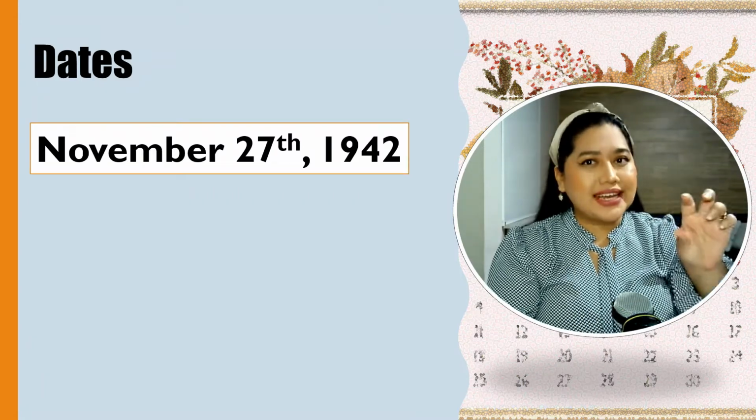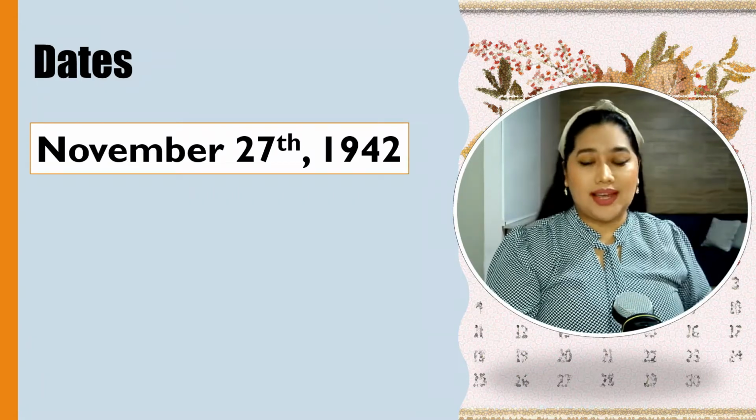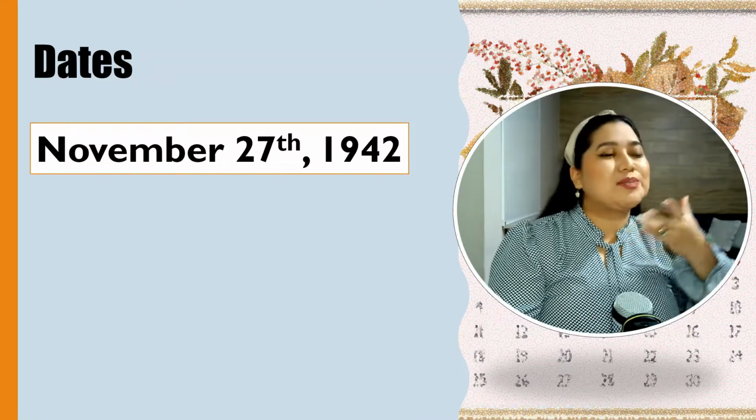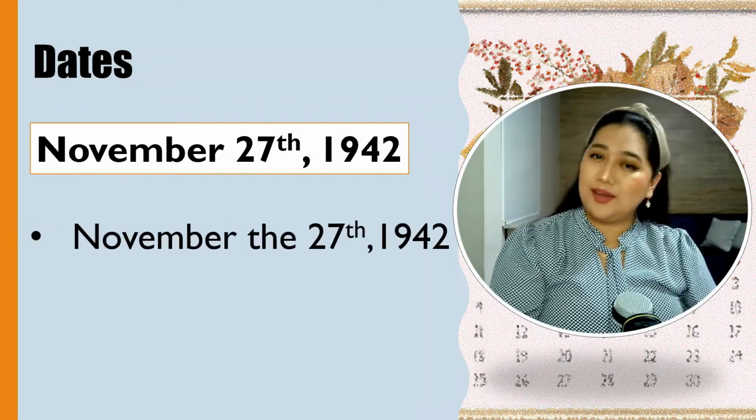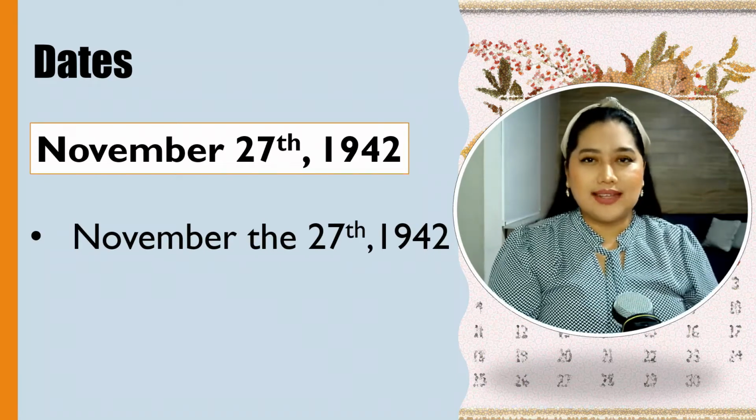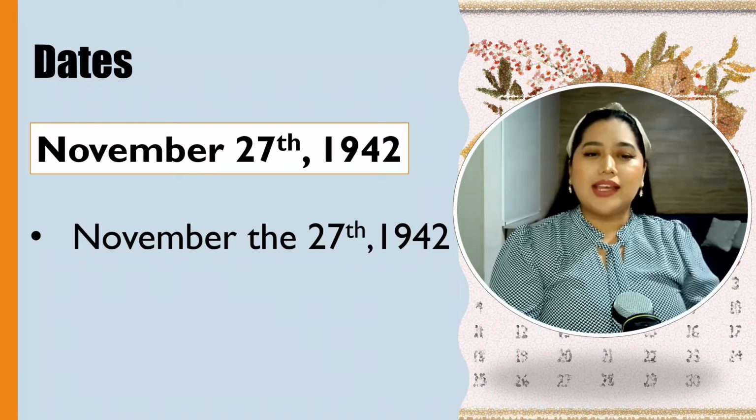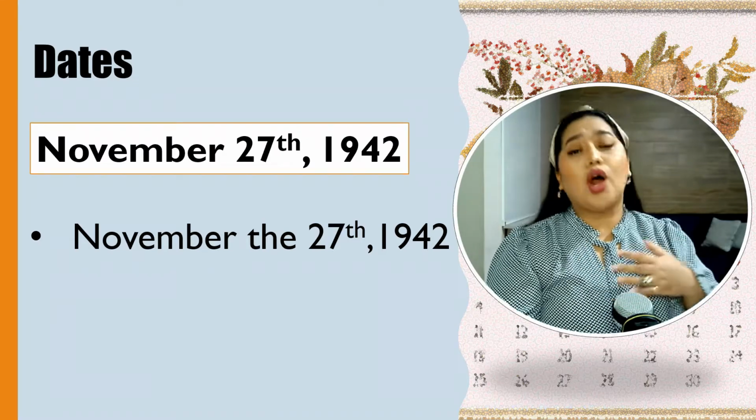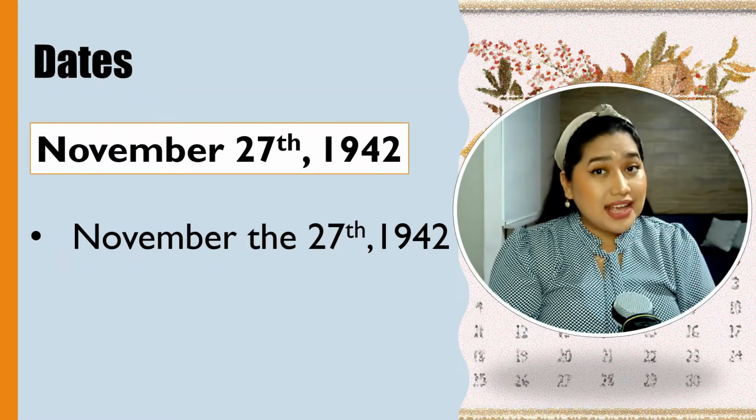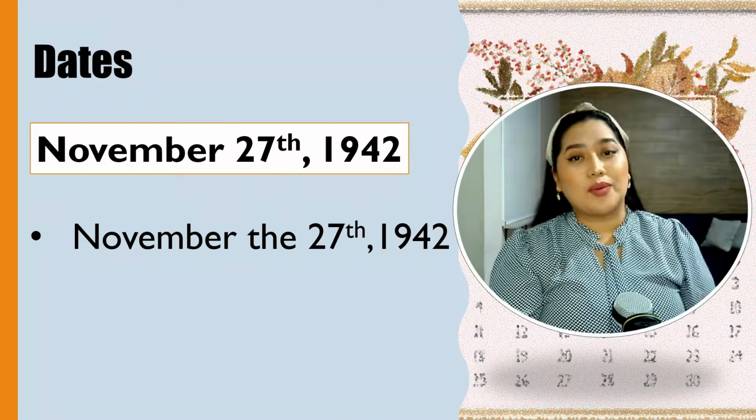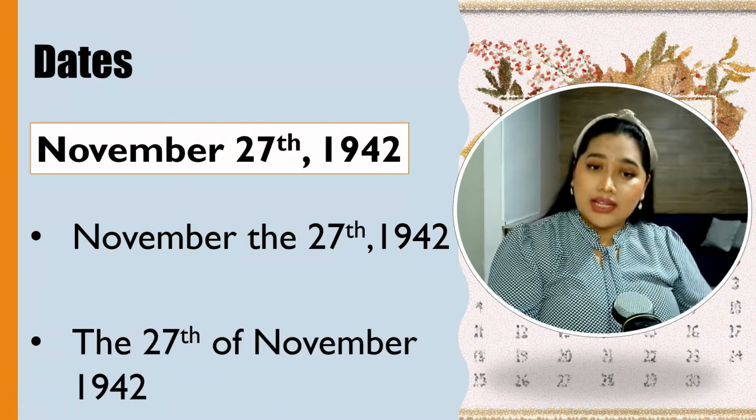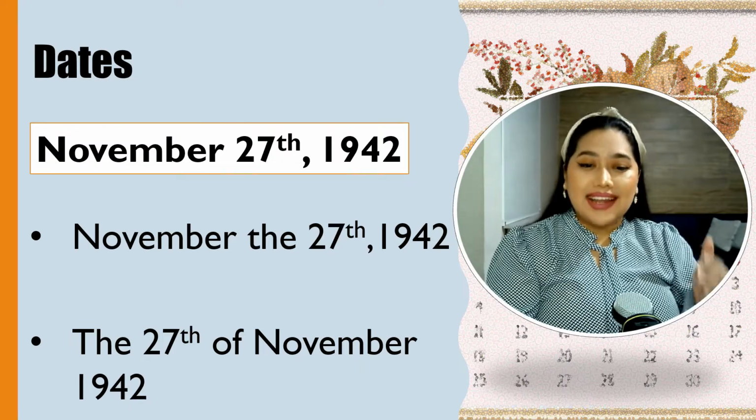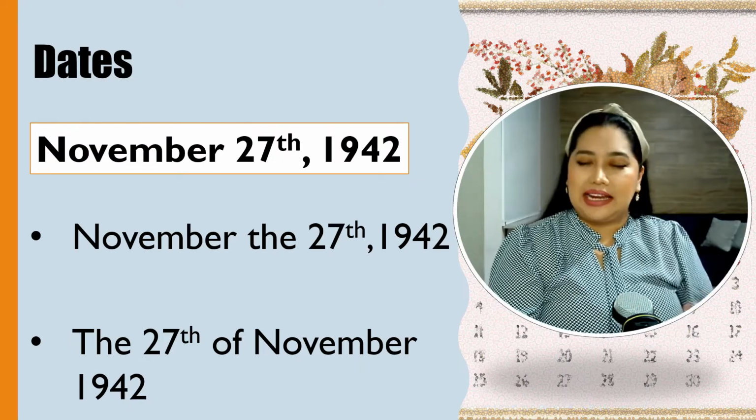Month, date, and year. But actually, there are two ways to speak. Two ways to say a day in English. Look at the first one. Somebody else asks you, hey, when were you born? And you say, well, I was born on November the 27th, 1942. Or you can say, I was born the 27th of November, 1942, like in Spanish.